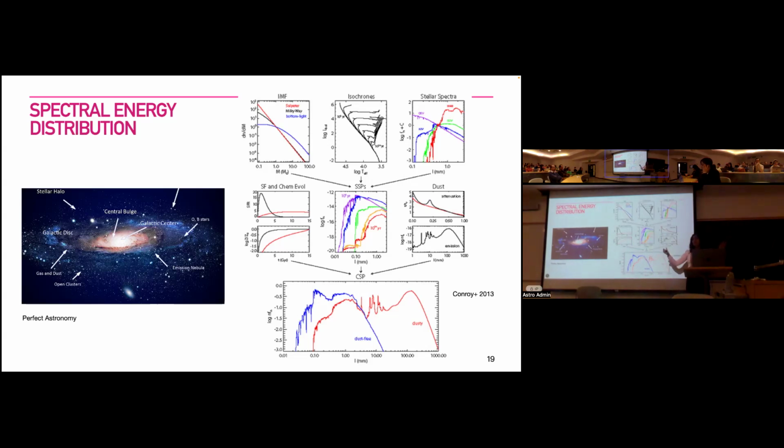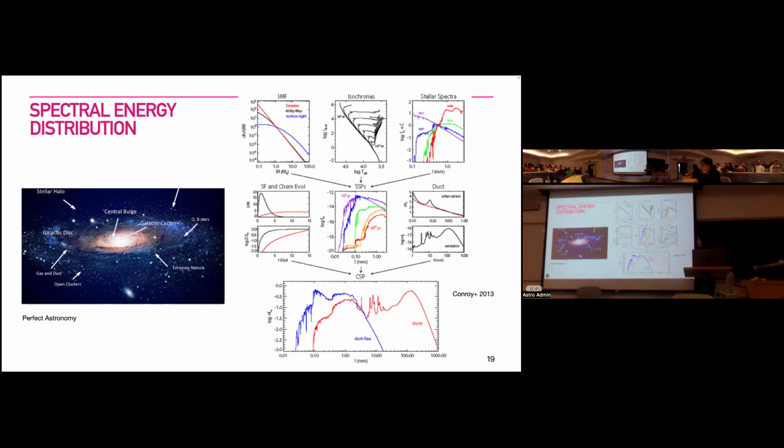It started with a single stellar population model, which means that you have stars formed at the same time with the same metallicity, and they depend on the initial mass function, isochrones, and stellar spectrum. However, a galaxy is a series of single stellar population models as it has a star formation history. So you have a chemical evolution as well, and when there's star formation, there's dust. All of that together makes a composite stellar population model, which is representing a galaxy.